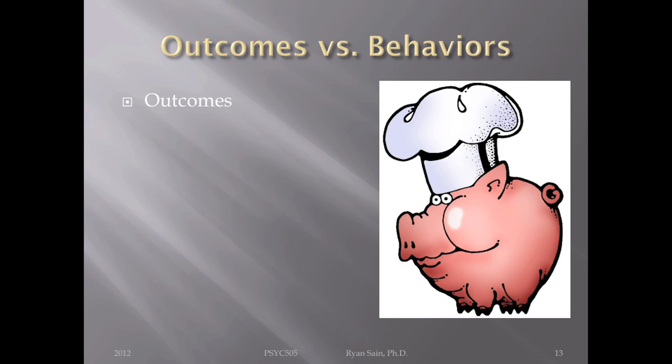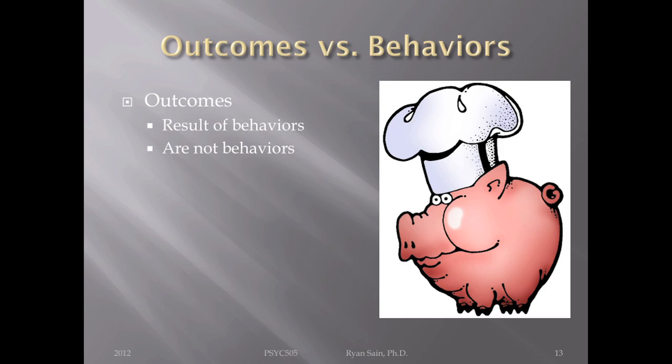Outcomes. Outcomes are the result of behaviors. They're not the behaviors themselves. An outcome, think of losing weight. What are the behaviors that are associated with losing weight? Losing weight is an outcome. You can't do it. It's impossible. Some people go, yes, I can lose weight. That's an action. No, it's not. It's the result of a series of actions that you engage in.